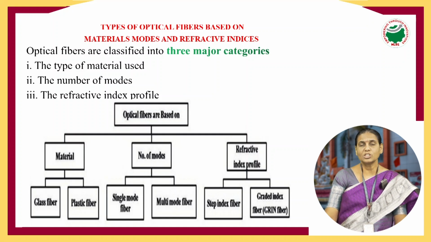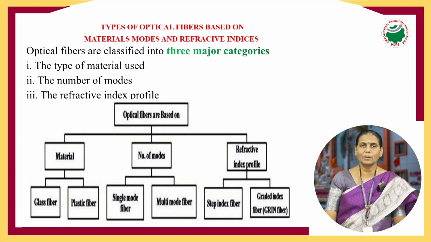Optical fibers are classified into three categories. One is based on the type of material. I told you optical fiber consists of core, cladding, all those things. The core or cladding is prepared by using material, either glass or plastic. So, based on the material, we have one type of optical fiber.